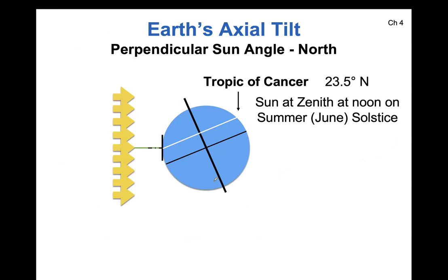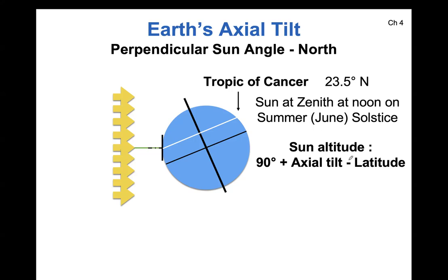The sun is at the zenith at noon on the summer, which is the June solstice. And here, the reason that they're clarifying that it's June is because summer is a kind of a vague term, right? We saw that summer means something different in the southern hemisphere. So to be more exact, we could just call it the June solstice.